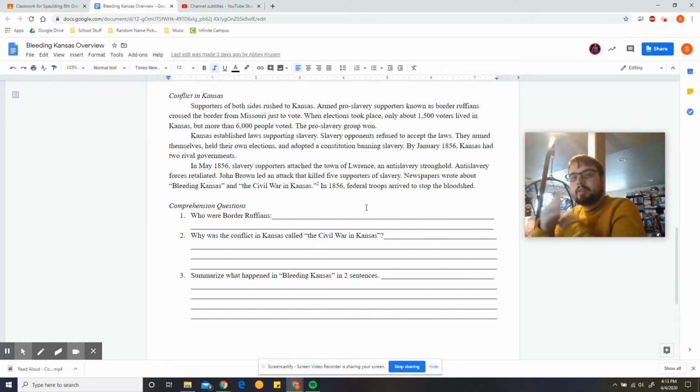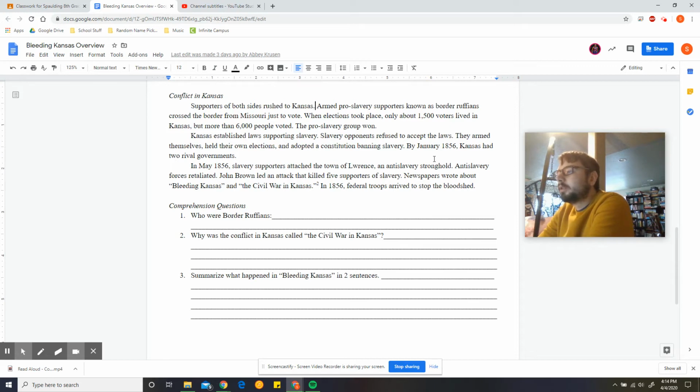Conflict in Kansas. This is after the Kansas-Nebraska Act is passed. Supporters of both sides rushed to Kansas. Armed pro-slavery supporters known as border ruffians crossed the border from Missouri just to vote. So people are moving from Missouri to Kansas to try and make sure that Kansas becomes a slave state. When elections took place, only about 1,500 voters lived in Kansas. But more than 6,000 people voted. That's 4 times the number of people living there.